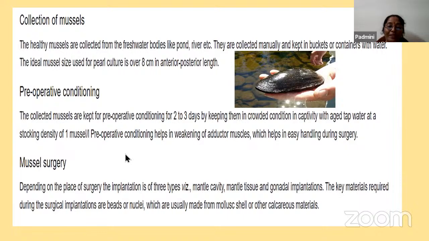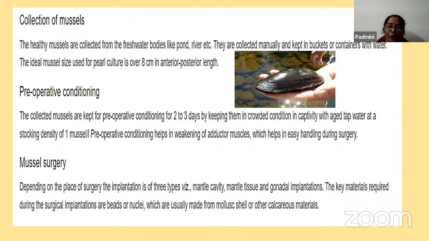So what is mussel surgery? You're going to clean up the mantle, that is the exterior skin over there, and you're going to try to open it up. Why do you want to open it up? Depending on the place of the surgery, the implantation is of 3 types. You can either keep it in the cavity, in the mantle tissue, or in the gonadal implantation. Wherever the gonads are present in the mussel, you're going to leave the implantation in the gonadal region. So 3 regions: cavity, tissue, and gonadal implantation.